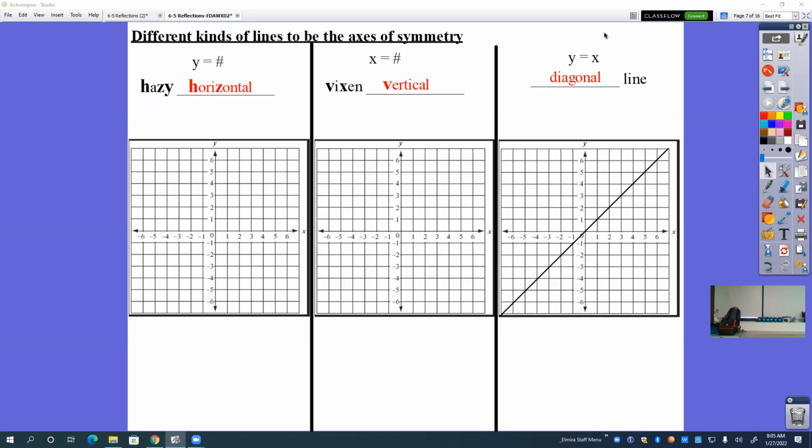Whenever you see reflect over the line y equals a number, it's a horizontal line, meaning it's a flat line. If you see reflect over x equals a number, that is a vertical line at wherever x equals that number. And if you see a reflection over the line y equals x, that is a diagonal line. So we're going to talk about reflecting over different lines of axis of symmetry today.